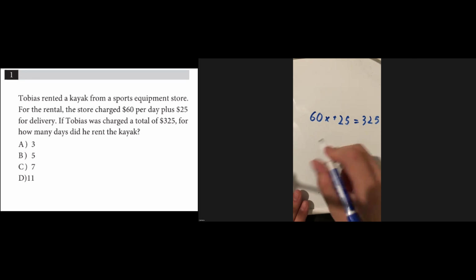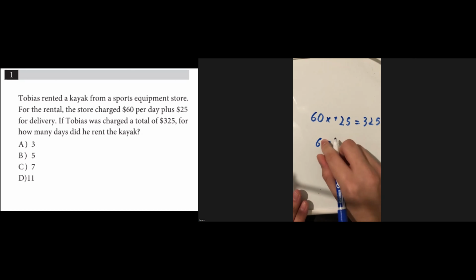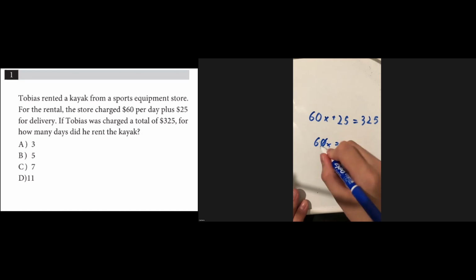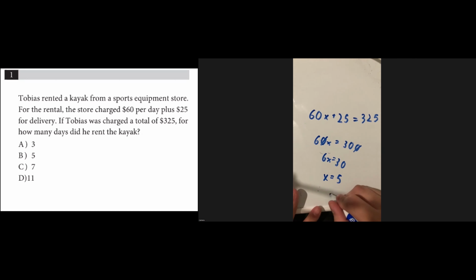We subtract 25, and we get 60x equals 300. We can get rid of one of the zeros, so we have 6x equals 30. Divide by 6, and we get x is equal to 5. So the answer is choice B.